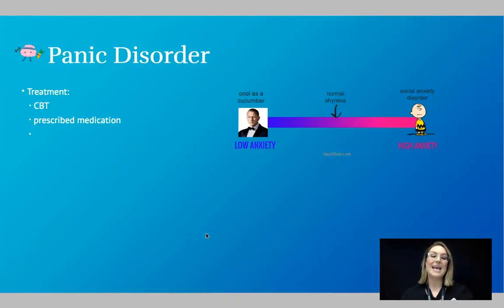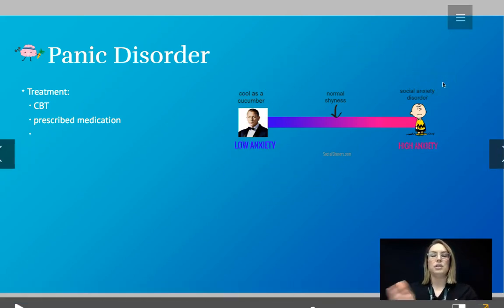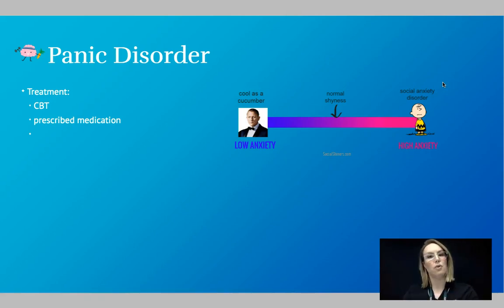Now, treatment. Again, treatment is about cognitive behaviour therapy and prescribed medication. Medication is probably the most common for panic disorder here because you want to try and address those quite severe symptoms while also trying to address the anxiety with CBT. Okay, so again, really making sure that you keep this in mind in terms of determining whether it's shyness or a panic disorder.